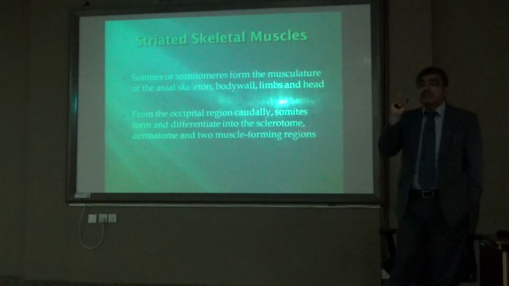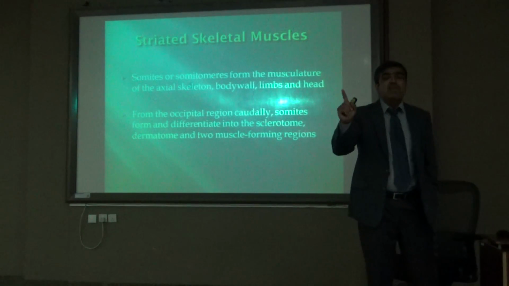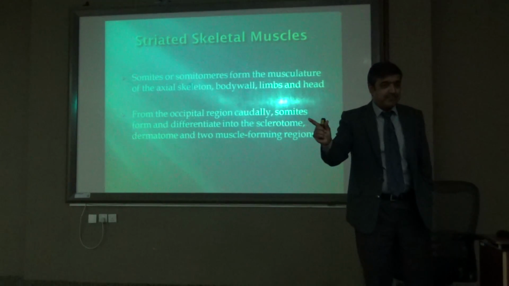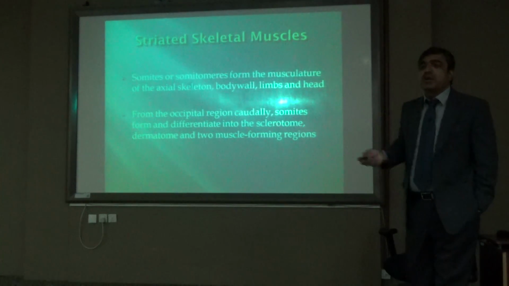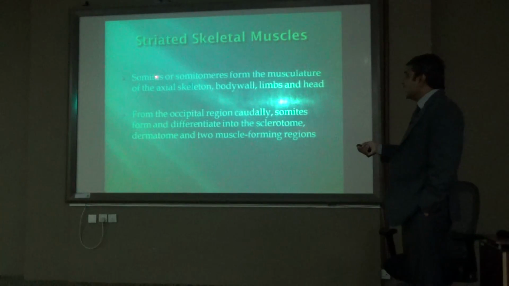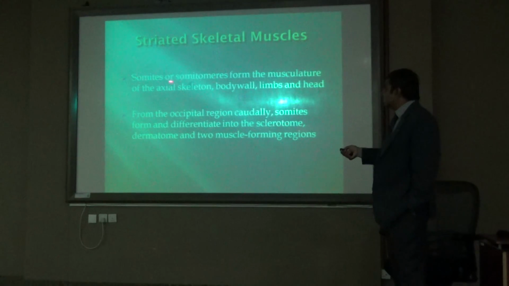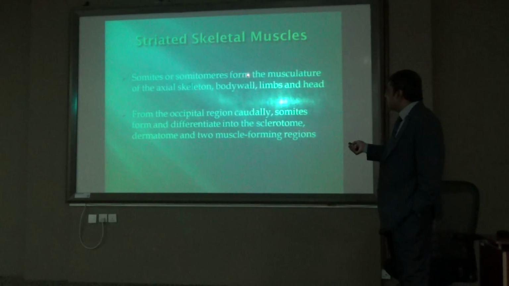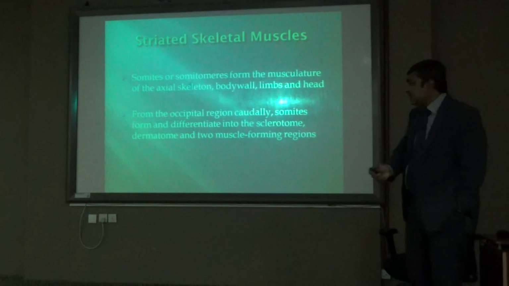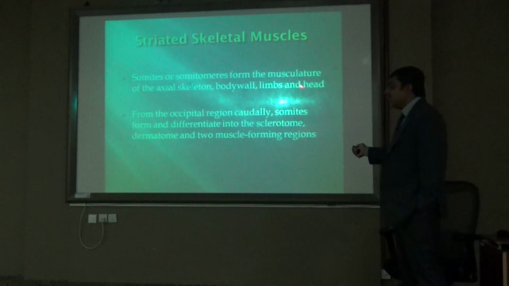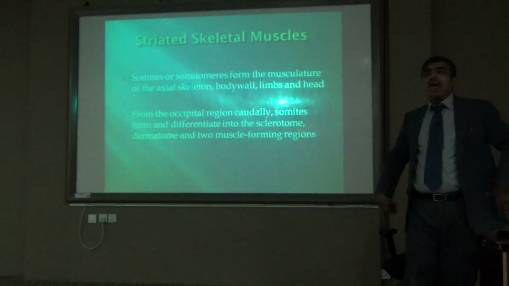Somites or somatomeres, don't be confused with them. They are almost the same, but with a slight difference in size. Somatomeres are a bit smaller than the usual somite. As I told you earlier, somites or somatomeres form the musculature of the axial skeleton in the midline, body wall, limbs and head.